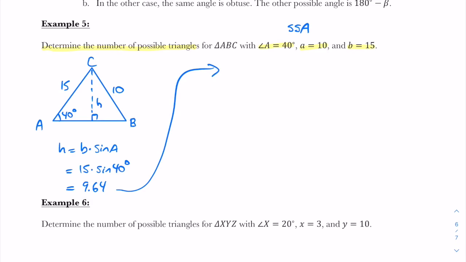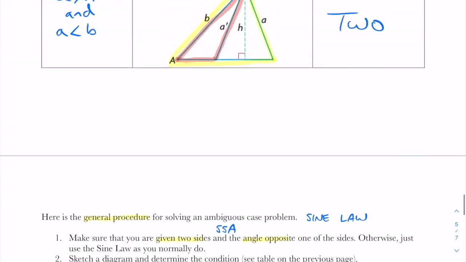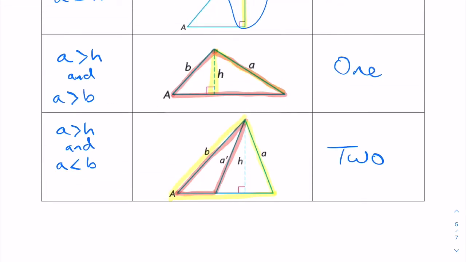So let's compare the height to side a. Notice that side a is larger than the height, but how does side a compare to side b? Well, side b, which is 15, is larger than side a. So a is greater than h, and at the same time, a is less than b. Which of the four cases are we dealing with here? It's the last case, where a is larger than the height, and at the same time, it's less than side b. So all we know is that there's two possible triangles, and we're done.